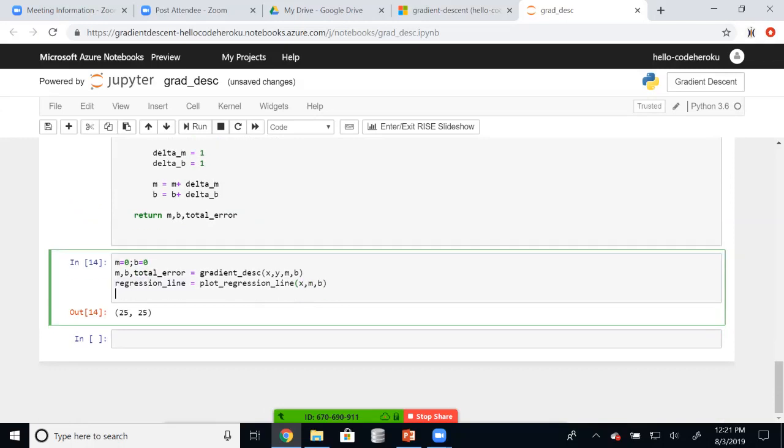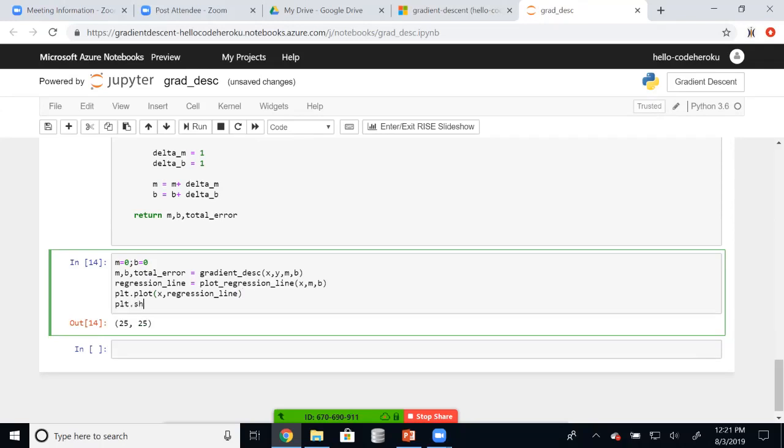Okay, and then let's do a plot as well to plot it. So I'm going to plot the regression line for all the values of X, right? So I'm going to say X comma regression line. Okay, and the last thing I want to do is say plot.show as well. And let's see what do we get now.